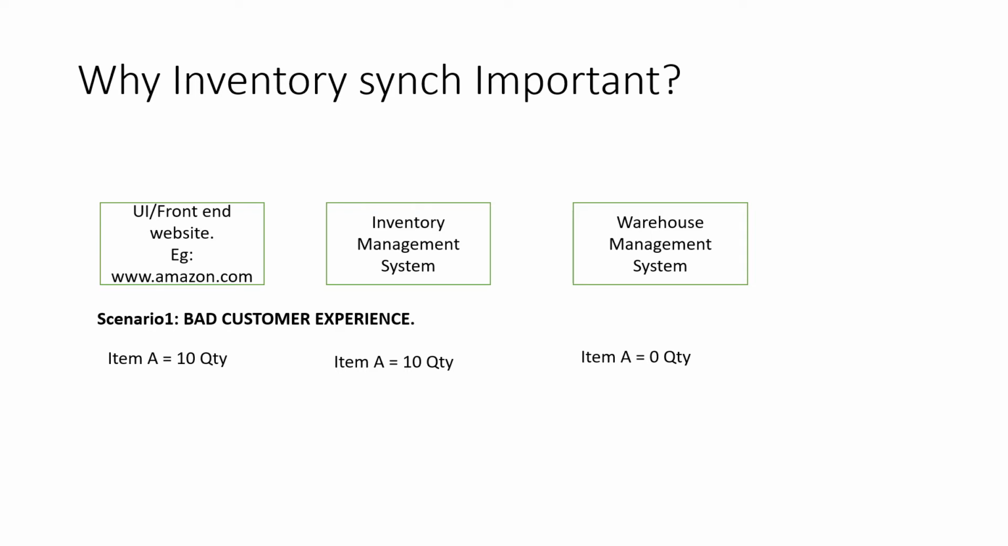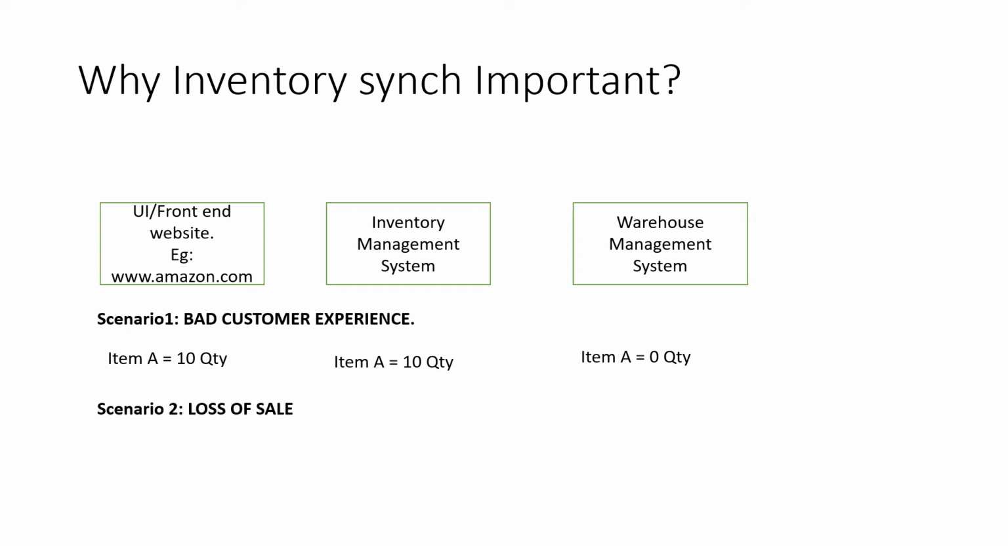But once the order is released to the warehouse, the operator sees that the item is not present physically and he will be cancelling that order. So once the order is cancelled, let's say this is the only warehouse available, then an email will be sent to the customer that his order is cancelled. So this is a bad customer experience. This is one of the reasons why it is very important that inventory should be in sync. That means the quantities for each of the items should be matching in all the systems that are fulfilling the order.